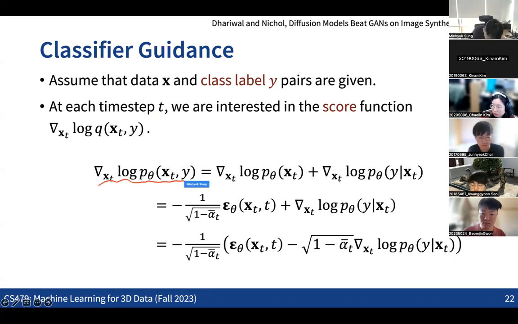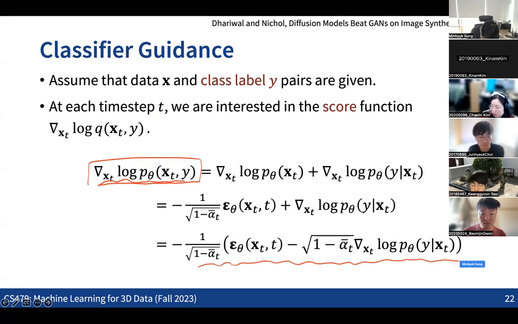So if we decompose this score function for the joint probability of the noisy image and the class label, then we can see that this can be decomposed into this form. We have this score for the marginal distribution of x_t. That's the information we could already get from our noise predictor, right? And we also need some extra information for the second part. So let me clean this up.